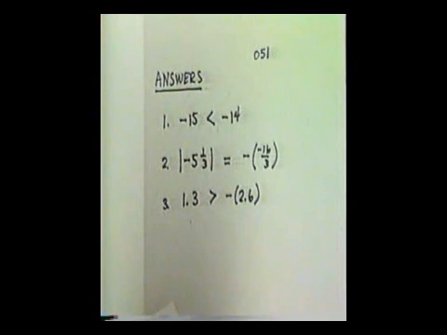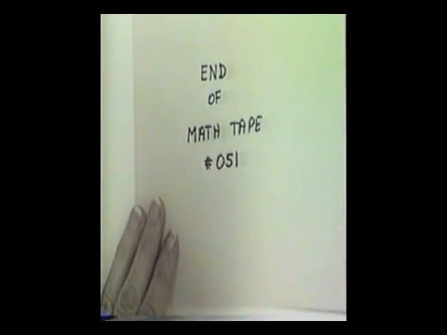Negative 15 is less than negative 14. For number 2, the absolute value of negative 5 1/3 is equal to the opposite of negative 16/3. For number 3, 1 3/10 is greater than the opposite of 2 6/10. This concludes our first tape number 051.